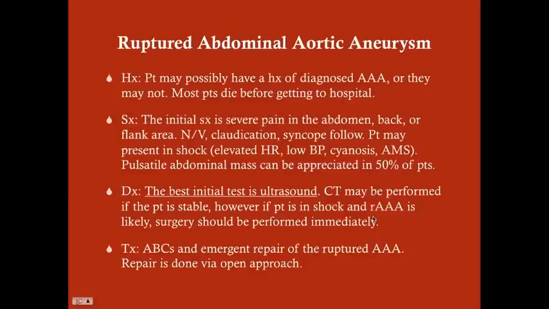So like I just said, the patient may possibly have a diagnosed AAA or they may not. Most patients die before getting to the hospital. About 50 to 60% will never even make it to the ER to be diagnosed with a ruptured AAA. The symptoms, what do we see for symptoms? That's going to be your classic severe pain in the abdomen, back, or flank, and this will progress to nausea and vomiting, ultimately then claudication, and then syncope, and then shock. So it always goes in that order: abdominal, back, or flank pain, nausea, vomiting, claudication, syncope, shock.